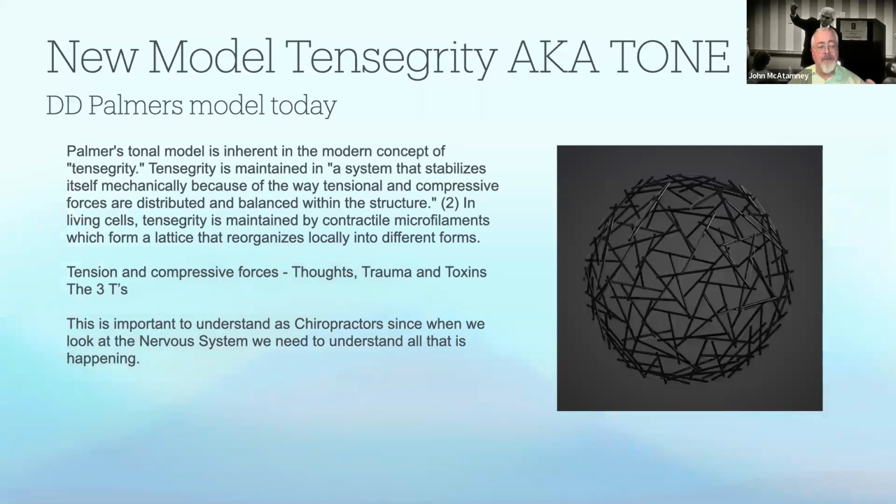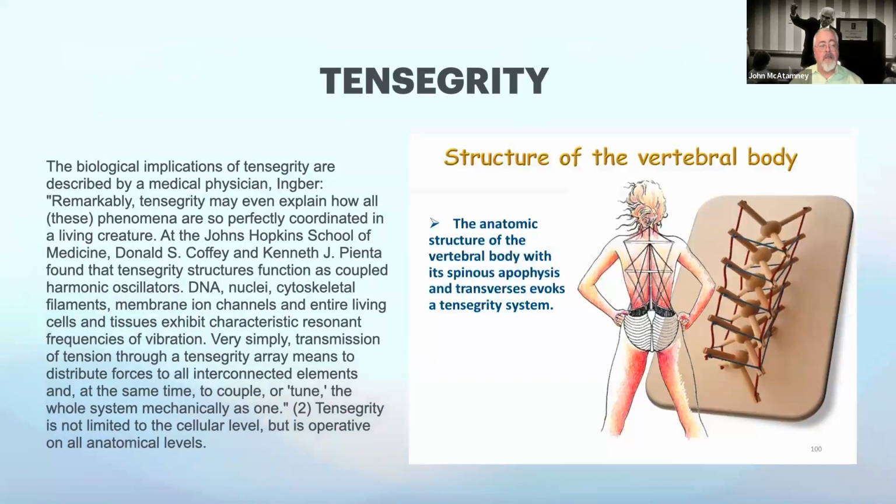Well, let's go into that a little bit. Tension and compressive forces. Thoughts, trauma, toxins. The 3 T's. It's important to understand as chiropractors. Since we look at the nervous system, we need to understand all that is happening. Tensegrity, the structure of the vertebral body with the spinous apophyses and transverses, evokes a tensegrity system.